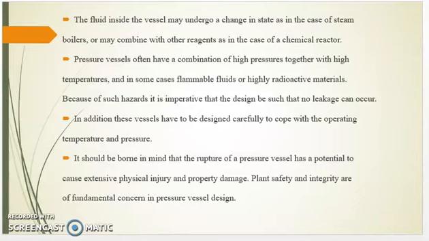In addition, these vessels have to be designed carefully to cope with the operating temperature and pressure. It should be borne in mind that the rupture of a pressure vessel has the potential to cause extensive physical injury and property damage. Plant safety and integrity are of fundamental concern in pressure vessel design.